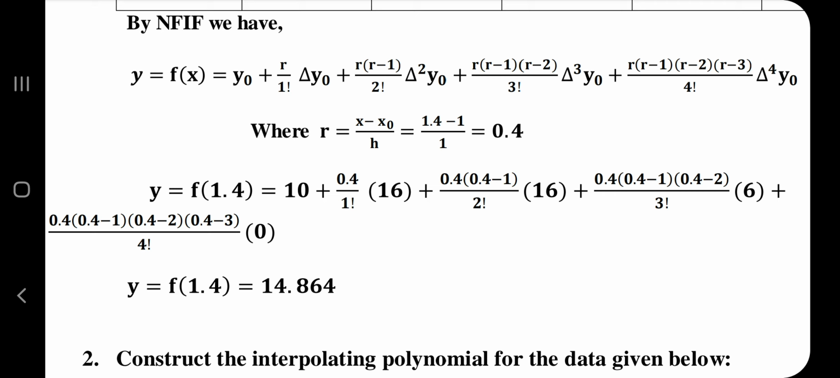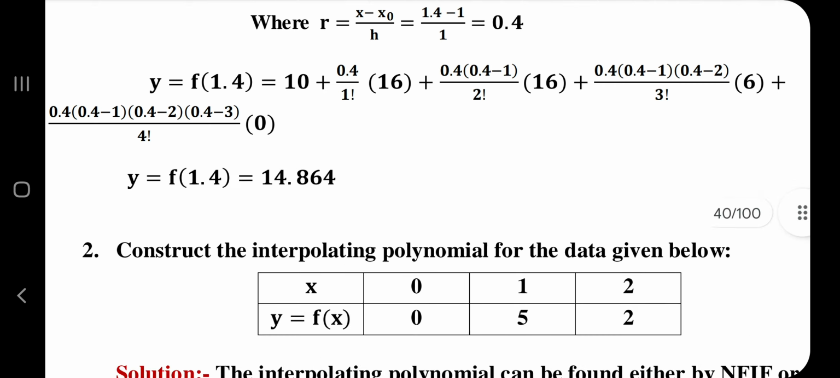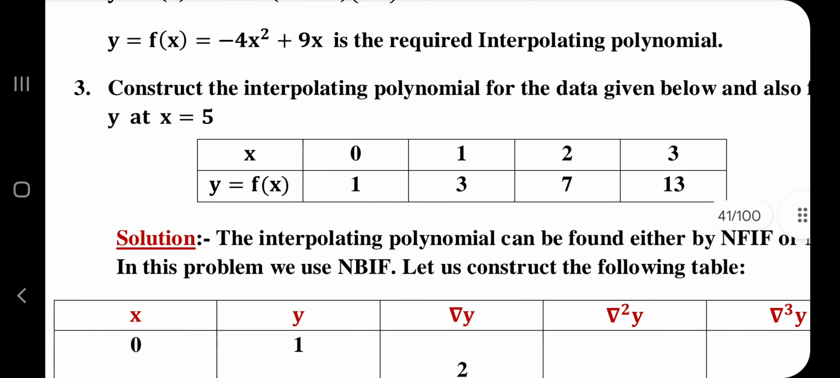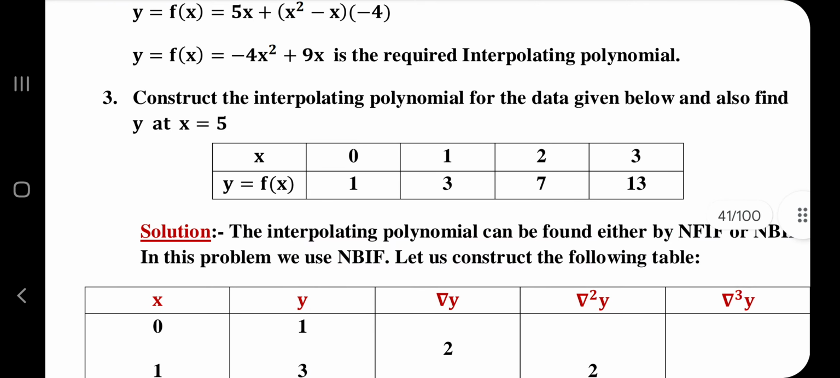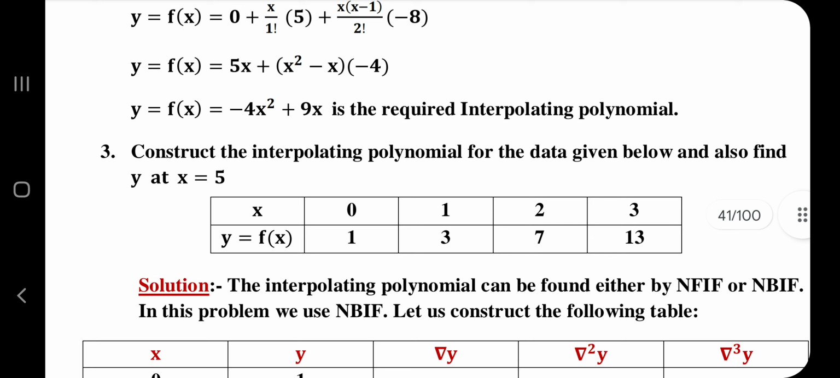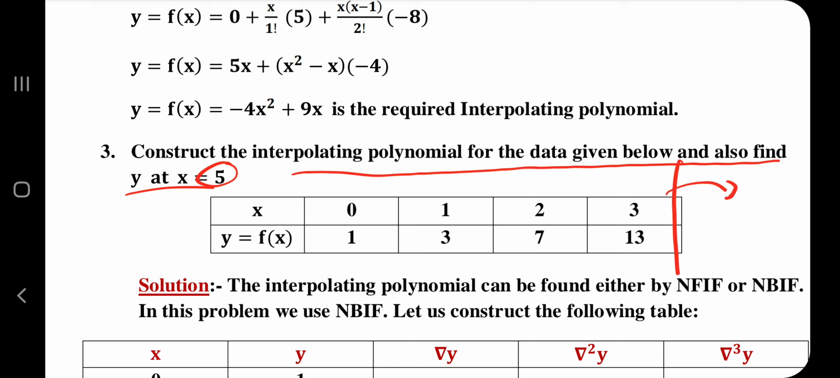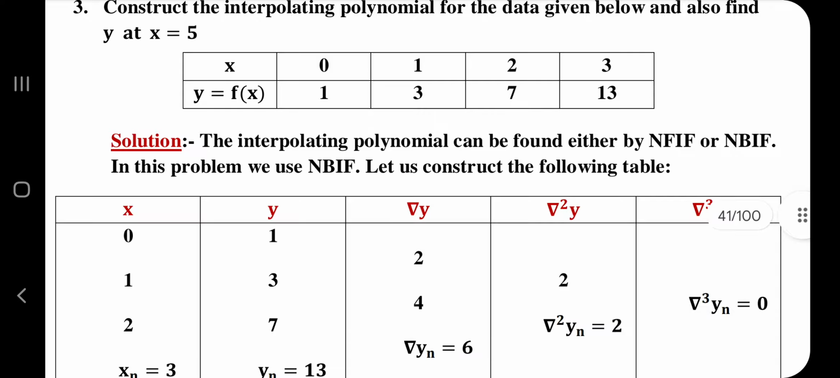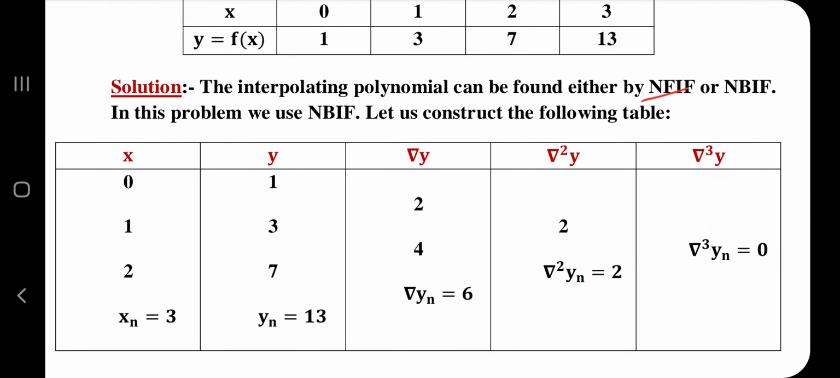For NBIF, what we'll be using is you'll be doing it in the reverse. We use NBIF only when the data given to us is in the last half. For example, construct the interpolating polynomial for the given data. Also find y at x is equal to 5. Now you tell me, where does x is equal to 5 lie? It lies beyond this one, right? So after 3 it comes. So at that point we have to find out the NBIF. It can be found by using NFIF also, but NBIF is the one which we'll be preferring.